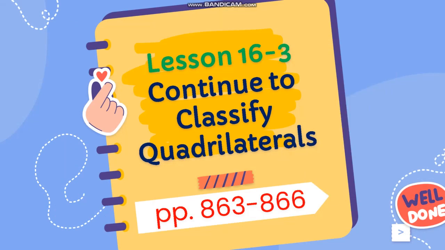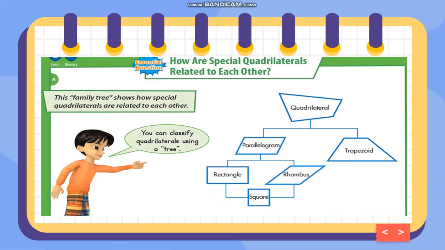Now, let's continue. In this video, as you can see, I combined the two lessons, lesson 16.2 and lesson 16.3, because this is only one concept, classifying quadrilaterals. In lesson 16.3, the title is Continue to Classify Quadrilaterals. We have the same objectives here. You will find this lesson on page 863 up to page 866 from your book.